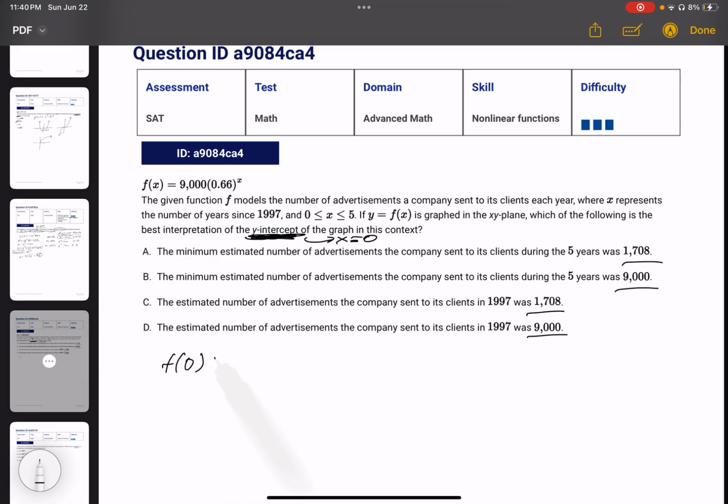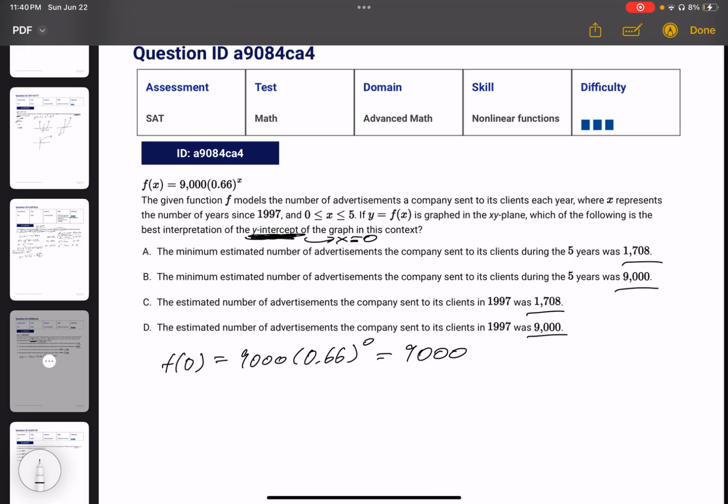So f of 0 is our y-intercept, and it's going to be 9,000 times 0.66 to the 0. Anything to the 0 is 1, and 1 times 9,000 is 9,000. So our y-intercept is 9,000.